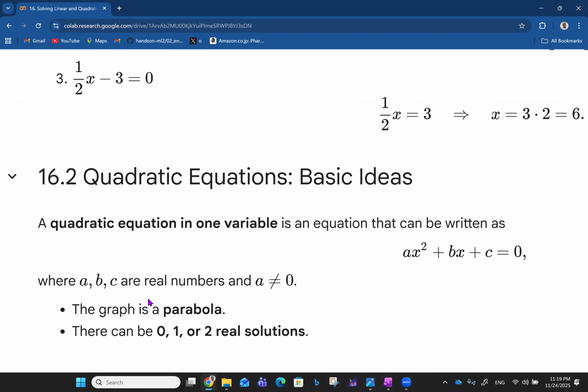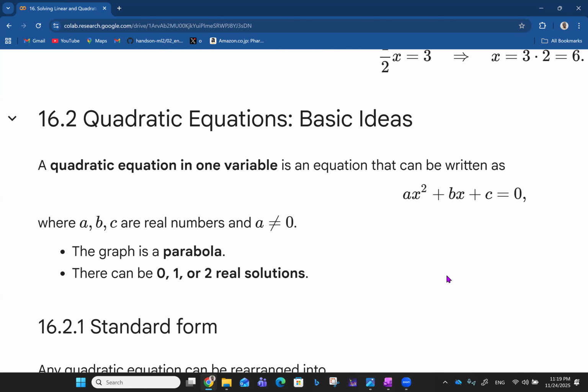So let's move on to quadratic equations. For basic ideas, we've dealt with this a couple of times in other contexts, not in the context of solving per se, though we ended up solving in some situations. But here we are actually focused on solving. So a quadratic equation in one variable is an equation that can be written as ax squared plus bx plus c equals 0, where a, b, c are real numbers and a is not equal to 0. So the graph is a parabola, of course, and we've seen a lot of that. There can be 0, 1, or 2 real solutions. So you can have no solution, one solution, or 2 real solutions for a quadratic equation.